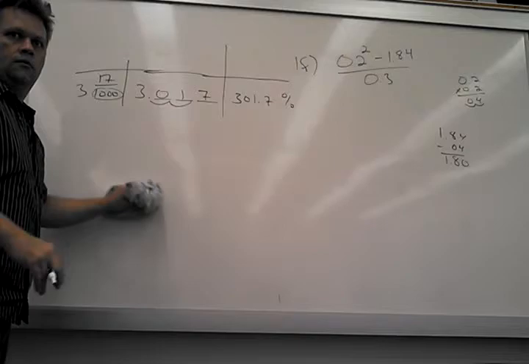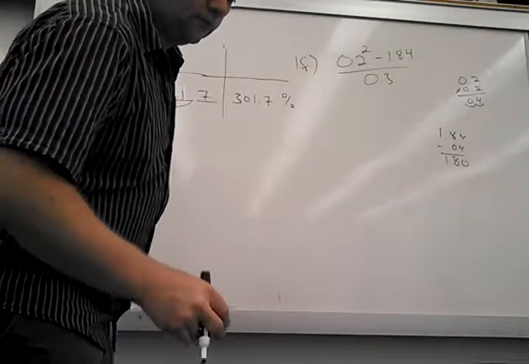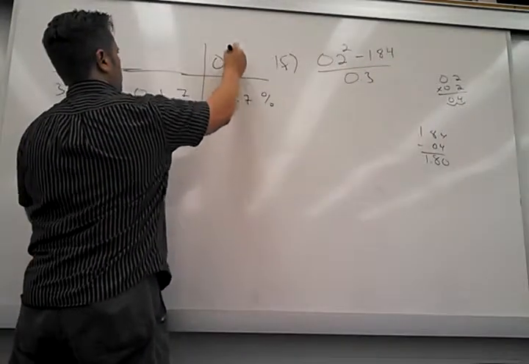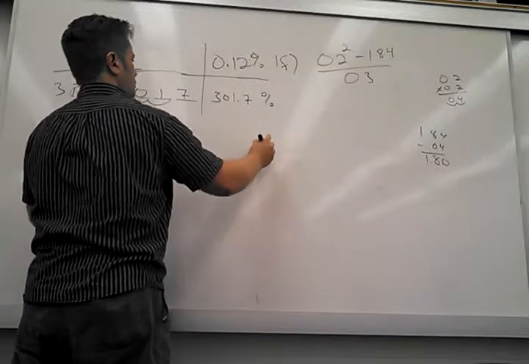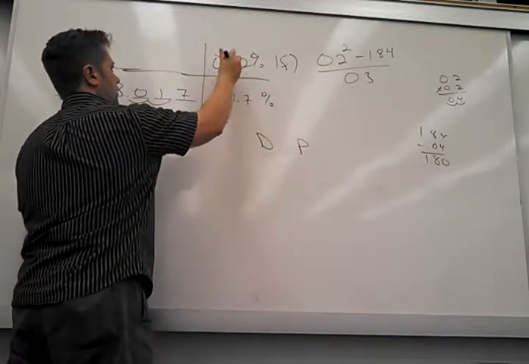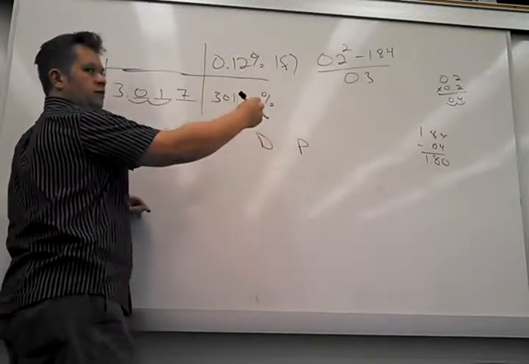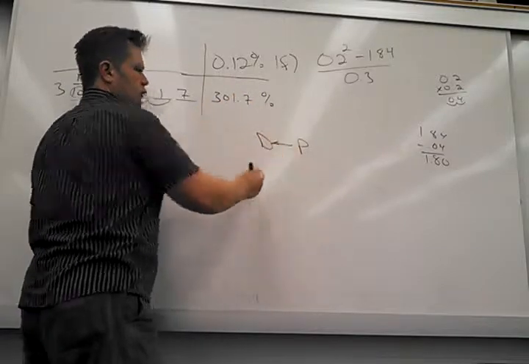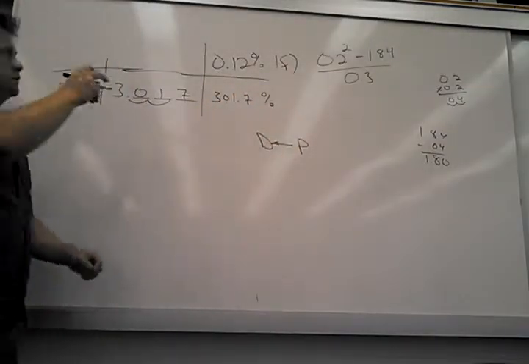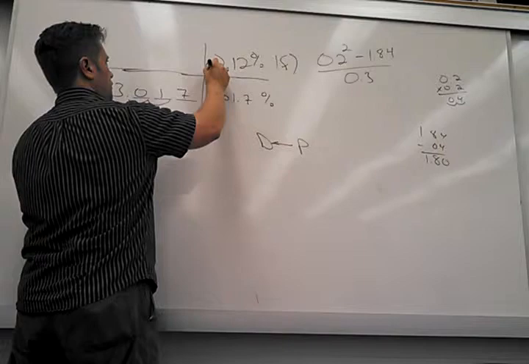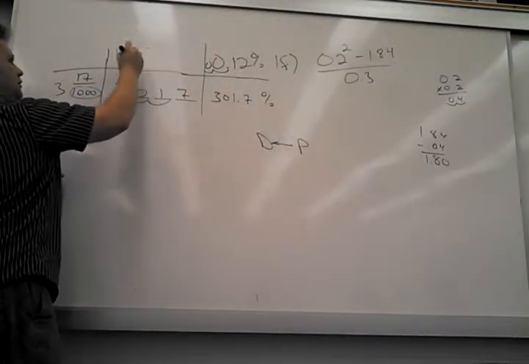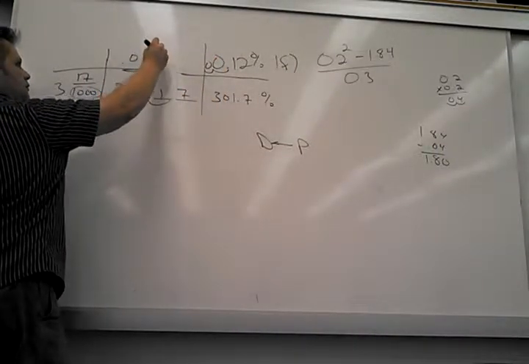How about 0.12%, changing it to decimal? So if I have 0.12%, I'm currently in percent, so which way do I have to move my decimal? That way, twice. All right, so to the left, to the left. So now you've got 0.0012.